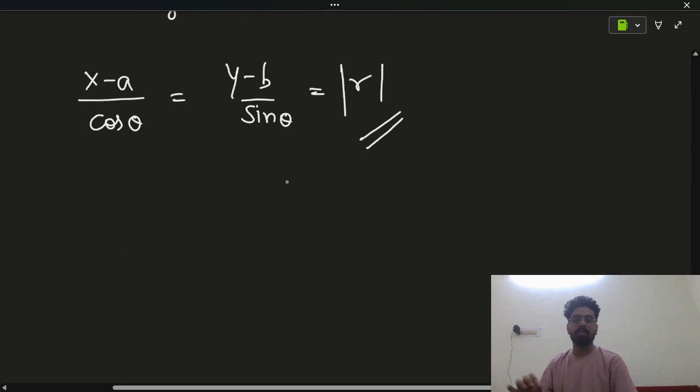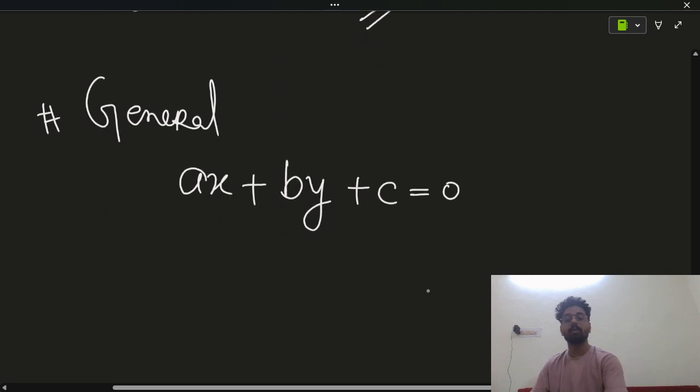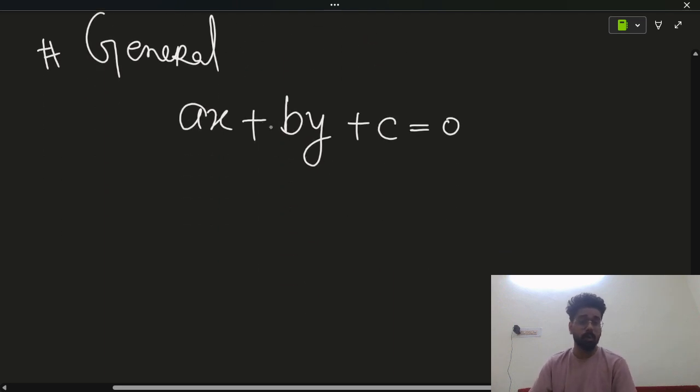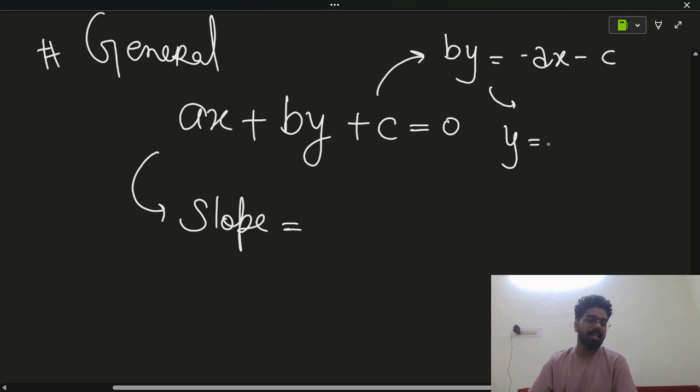And now the last form, which is the general form. Guys, general form of the line. Now it comes out by basic observation that all our lines are of the form ax plus by plus c equal to 0. Now from here, what is the slope? Slope from here, guys, how do you calculate? You can write this equation in slope intercept form. So we'll write by is equal to minus ax minus c. Divide by b, you will have y is equal to minus a by b x minus c by b.